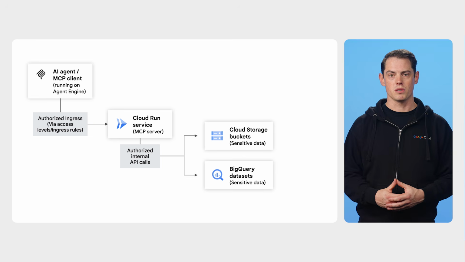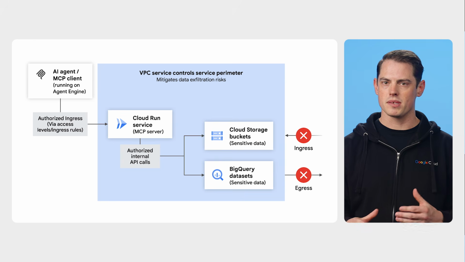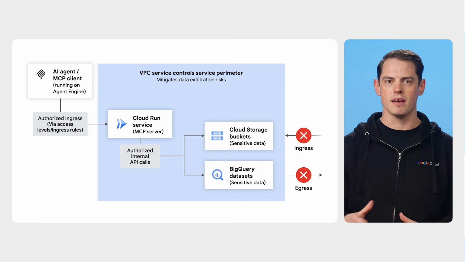For data exfiltration protection, enforce VPC service controls, or VPCSC. Draw a security perimeter around sensitive Google Cloud resources that the MCP tools access. You can also use global load balancing with Cloud Armor to provide DDoS and web application firewall protections against common OWASP web threats at the ingress point to the proxy.